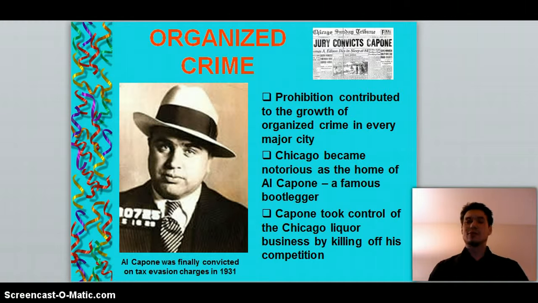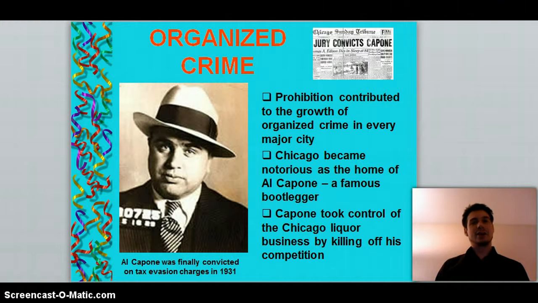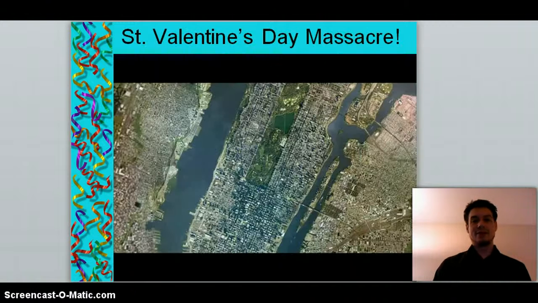And well, this leads to a lot of organized crime. Prohibition contributed to organized crime growth in literally every major city. We're going to have everyone from Lucky Luciano in New York, King Solomon here in Boston, and of course, Al Capone and Bugs Moran in Chicago. And Al Capone becomes rich off of this bootlegging. In fact, he took control of the Chicago liquor business by killing off his rivals, one of his rivals being Bugs Moran. He kills off a bunch of his guys in the St. Valentine's Day Massacre. Very famous massacre, again, over bootlegging.